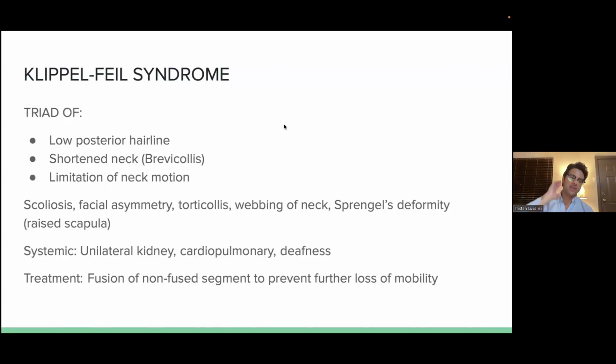There is a clinical triad that can present, but is usually in less than 50% of patients, which shows a low posterior hairline, a shortened neck or brevicollis, and limitation of neck motion. There can be other associated factors and symptoms in these patients, such as scoliosis, facial asymmetry, torticollis, Sprengel's deformity, which is a raised scapula, and systemic manifestations such as a unilateral kidney, cardiopulmonary defects, and also deafness. The treatment of this syndrome is fusion of the non-fused segment to prevent further loss of mobility.